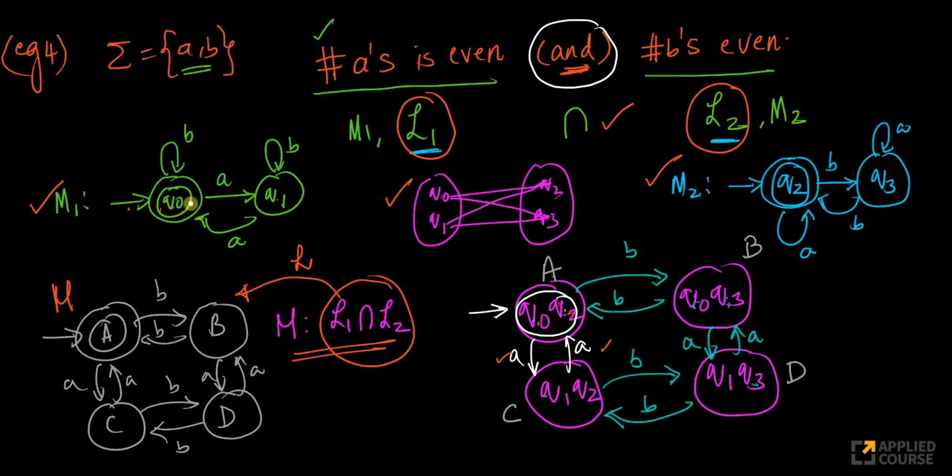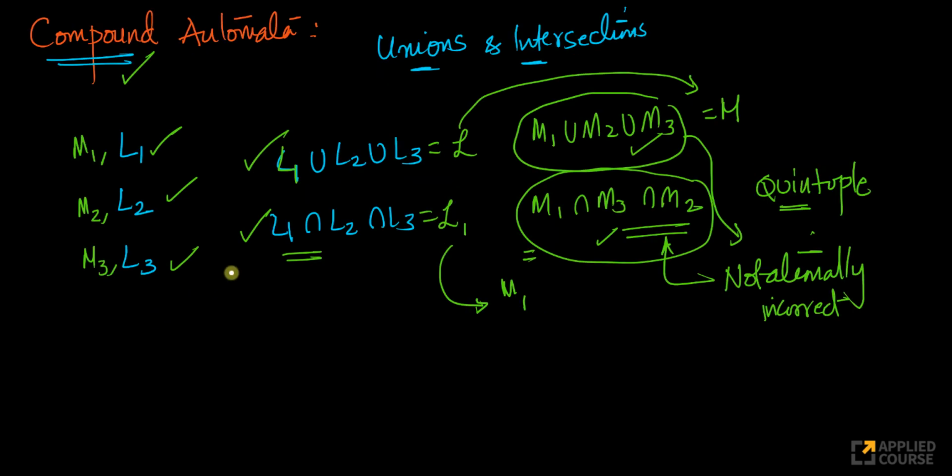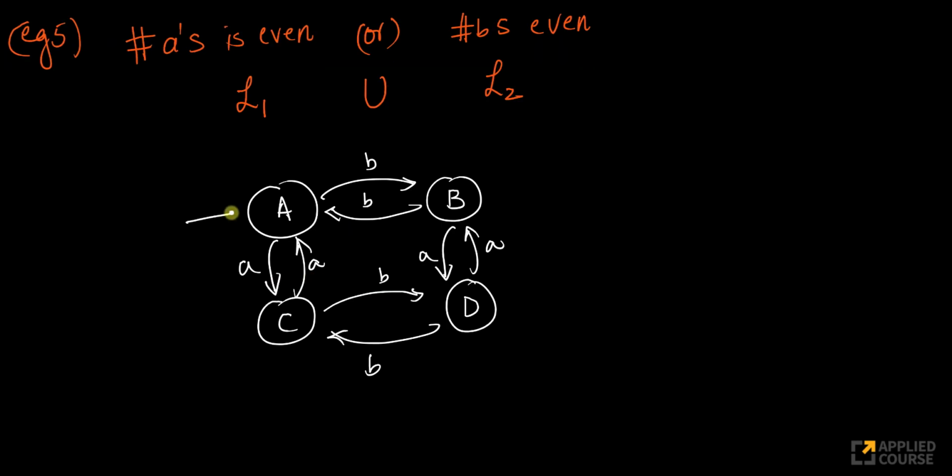Now, if you look at both these diagrams, what is the initial state? Q0 here, Q2 here. You need to have one unique initial state. You can't have two initial states. That's not accepted in a finite automata. Without an initial state, an automata is not defined. So Q0, Q2, which is this state, which is equal to A. So we make A the initial state. Cool.